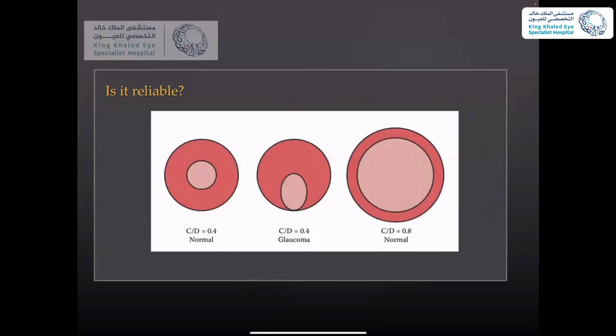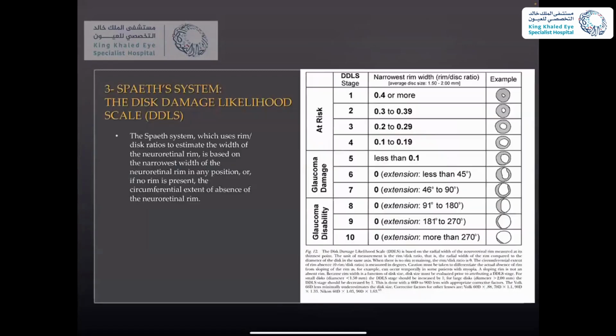From that, we can conclude that even a patient with a 0.8, which we think is advanced, might have a normal cup to disc rim and normal visual field, and be without glaucoma. But even with a 0.4, they might have glaucoma, and it might even be an advanced stage of glaucoma.